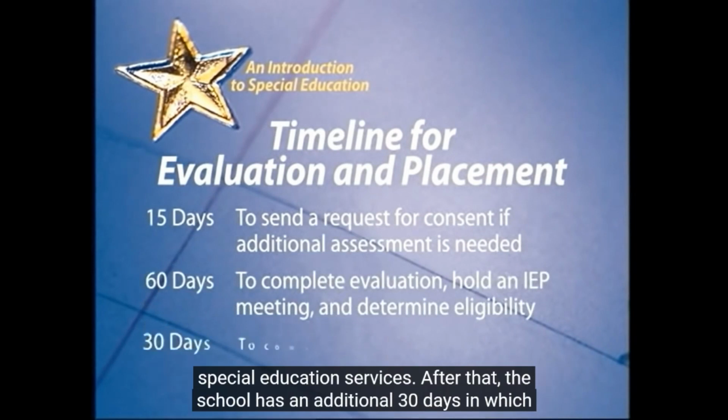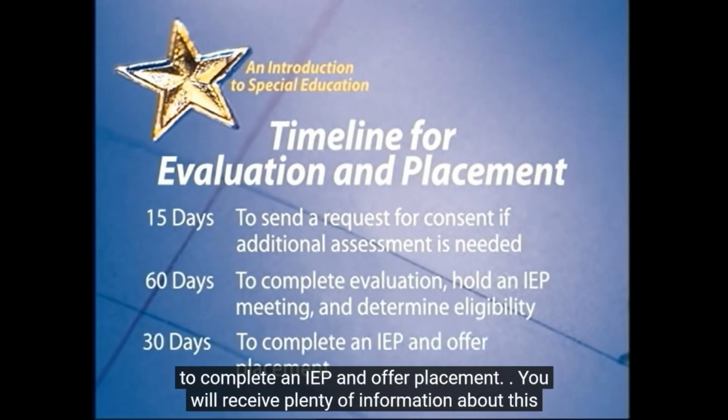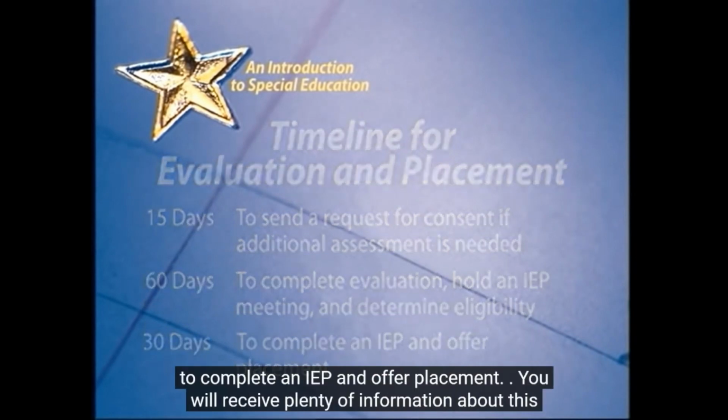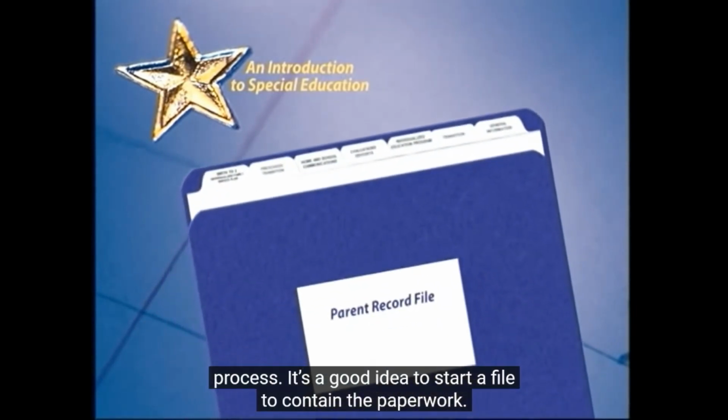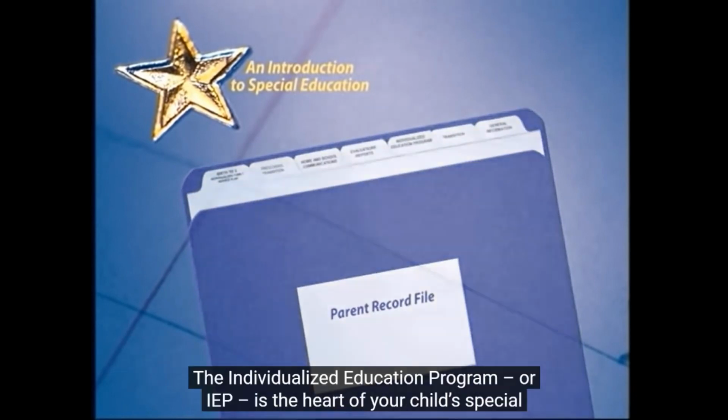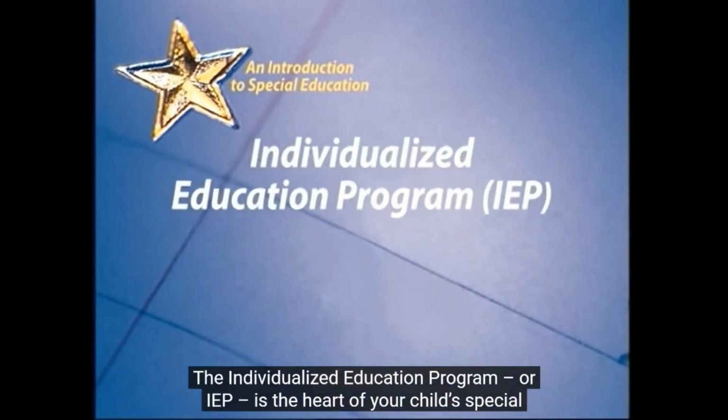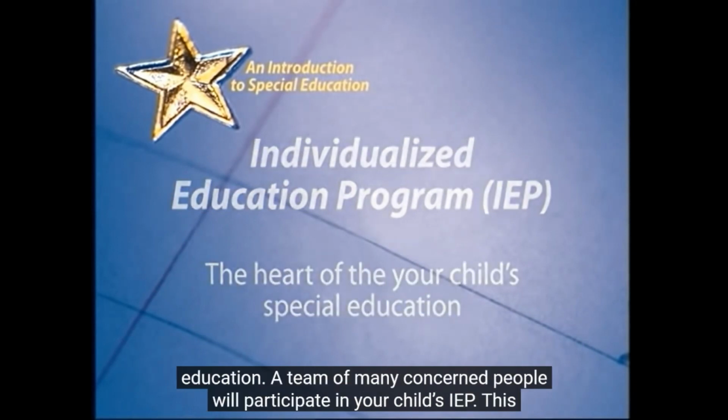After that, the school has an additional 30 days in which to complete an IEP and offer placement. You will receive plenty of information about this process. It is a good idea to start a file to contain the paperwork. The Individualized Education Program, or IEP, is the heart of your child's special education.